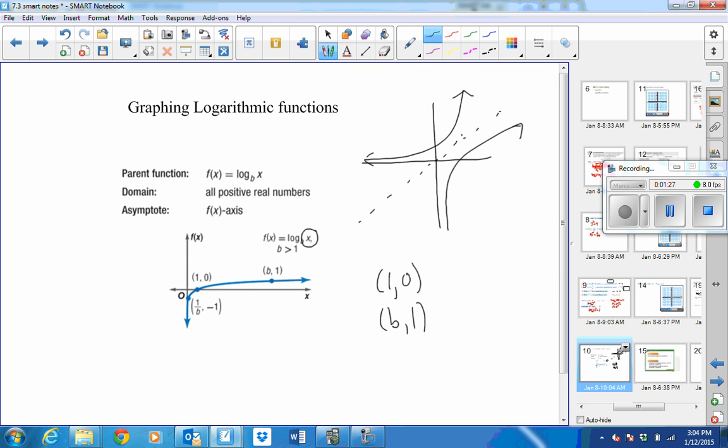Now the last point is a little bit weird, because we're actually going to look at the y value first. And if we plug in -1 for our y value, that means in this case we would have b to the -1 when we change this to exponential form, and we'd have 1 over b. And these 3 points will give you the basic shape of a logarithmic function.